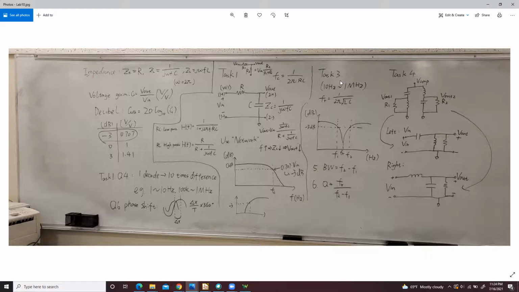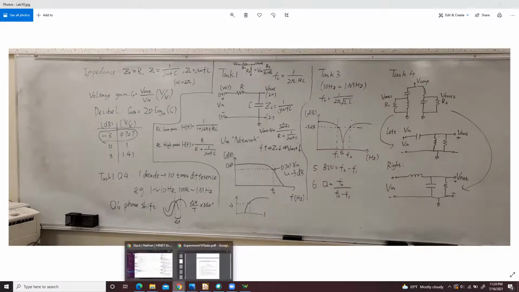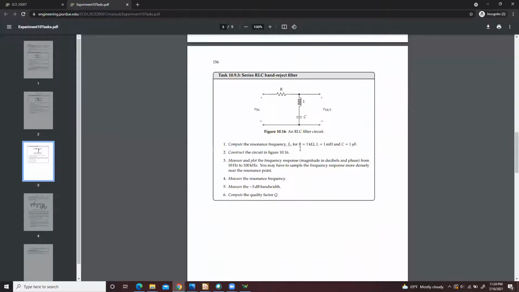Then task 3, in which you are going to build an RLC band reject filter. This means the signal gets rejected for some range of frequencies, and the signals below and above that range can pass through the circuit. For this circuit, the values are already given, so you can directly build the circuit. You need to measure the input and measure the output.